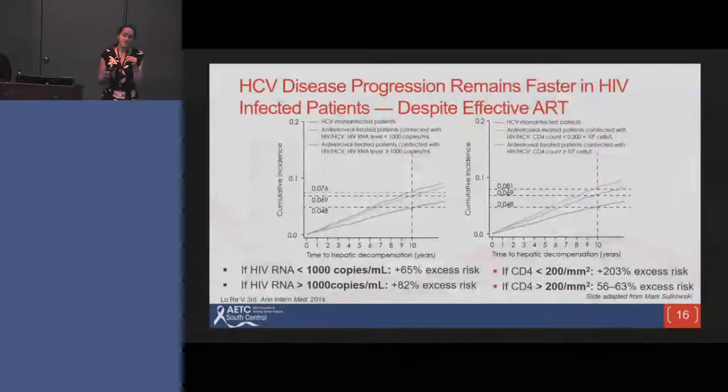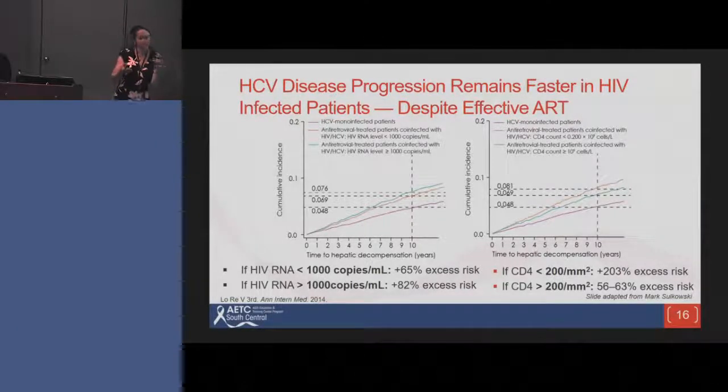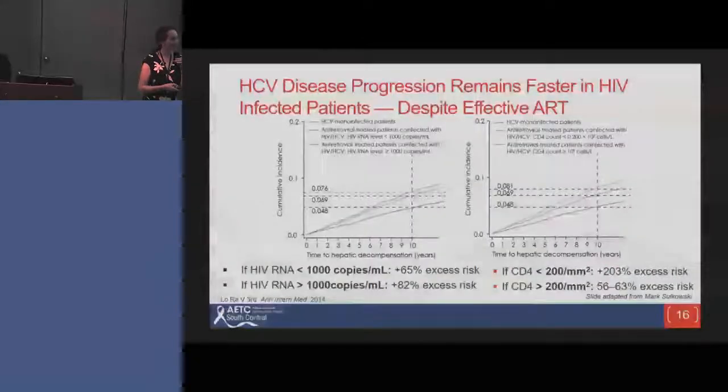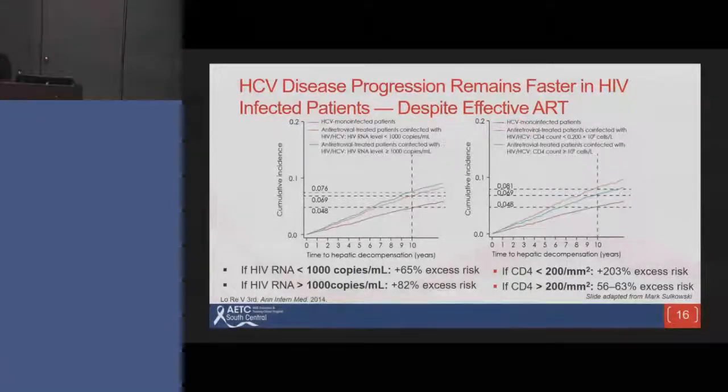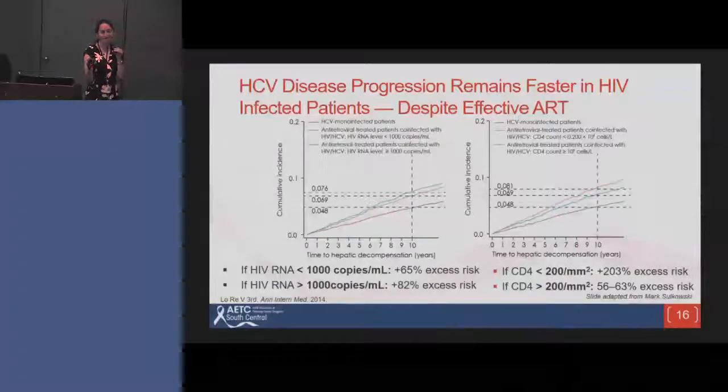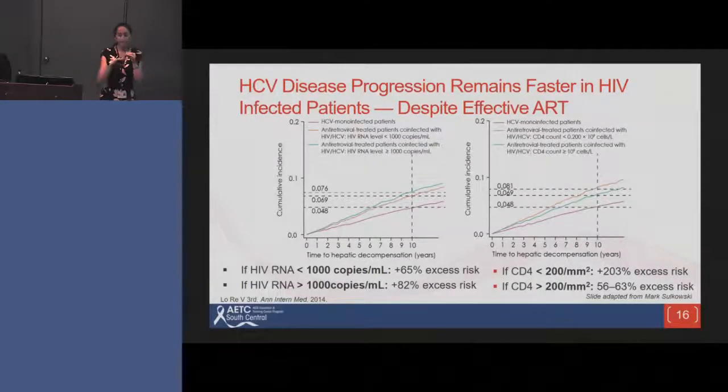So I mentioned that HIV is a risk factor for progression. Now, this is a little bit of an odd study because it looked at viremia, defining HIV viremia as over 1,000 copies per mL, which is a pretty low threshold for defining viremia. But in any case, you can see here, the purple line, the very bottom line on both graphs, is what we see in terms of the time to hepatic decompensation and the cumulative incidence.